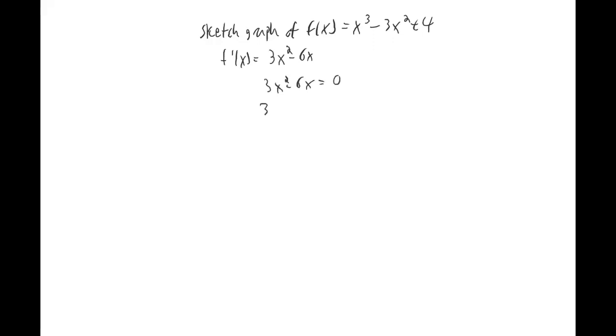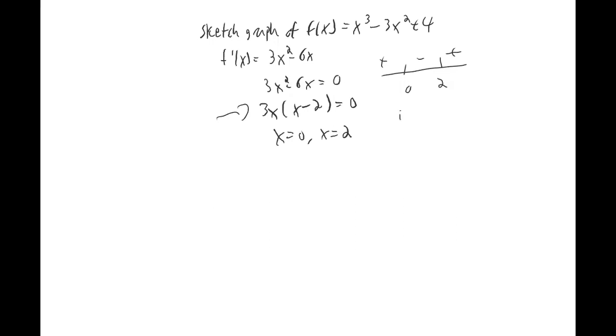3x times x minus 2 equals 0. So x equals 0 and 2. These are my critical points, critical numbers, right? And then how do you find intervals of increase and decrease? Well, you pick numbers. Pick a number before 0. Is this positive or negative? Say -1. Well, 3 times -1 is negative, -1 minus 2 is negative, so negative times negative is positive. If you choose 1, you get positive times negative, so it's negative. And if you choose a number bigger than 2, it's positive.